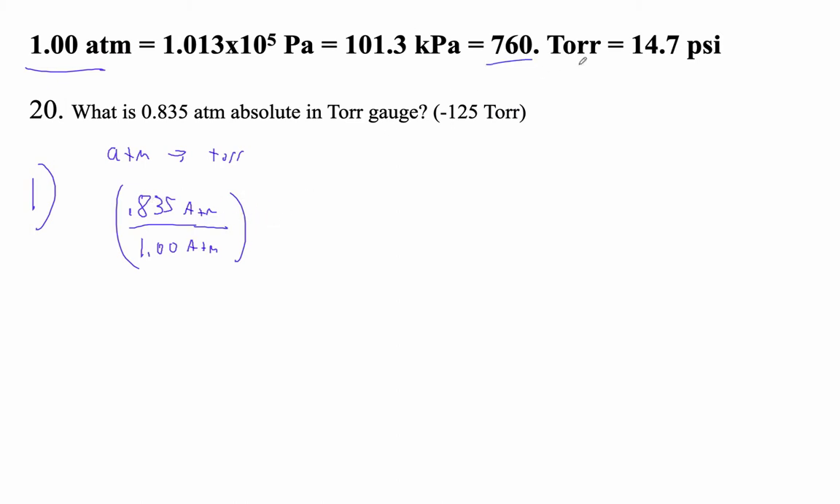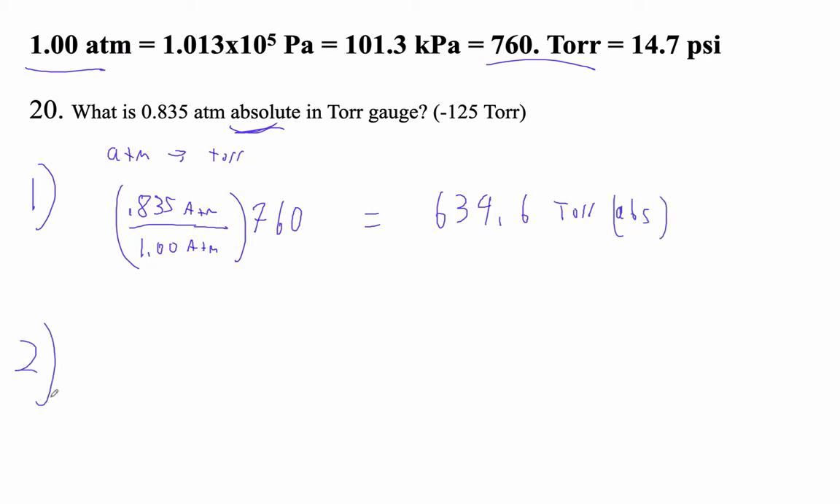And then an atmosphere in torr, that's the units we want, multiplied by 760. So 0.835 times 760, and I've got that it's 634.6 torr. And this is absolute pressure, right? That's the actual pressure, right?